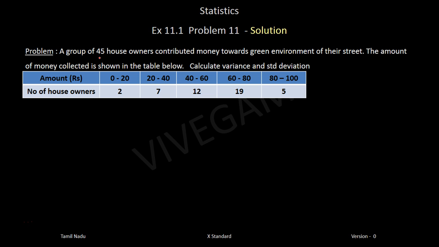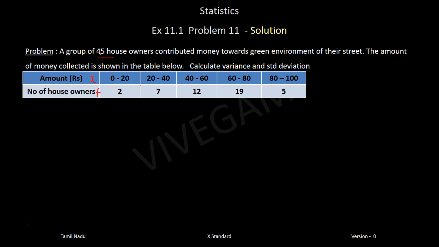So it's a group of 45 house owners. They contributed money to the green environment and the amount collected is given here. So number of house owners, that is our frequency. Wherever a number is involved, counting is involved, it becomes a frequency. So this will be the X.